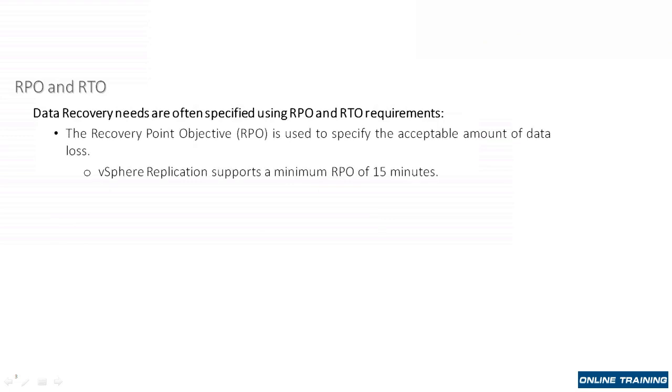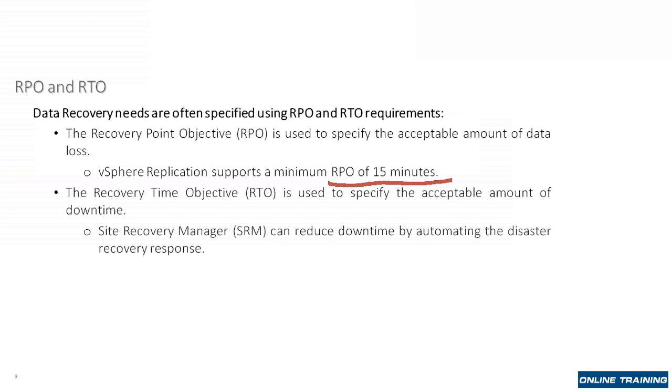The recovery point objective is used to specify the amount of acceptable data loss. So when you hear RPO, we think, okay, we have an RPO of 15 minutes. That means we can lose up to 15 minutes of data if something fails. So every 15 minutes, vSphere replication will send a copy of your data to your disaster recovery site.